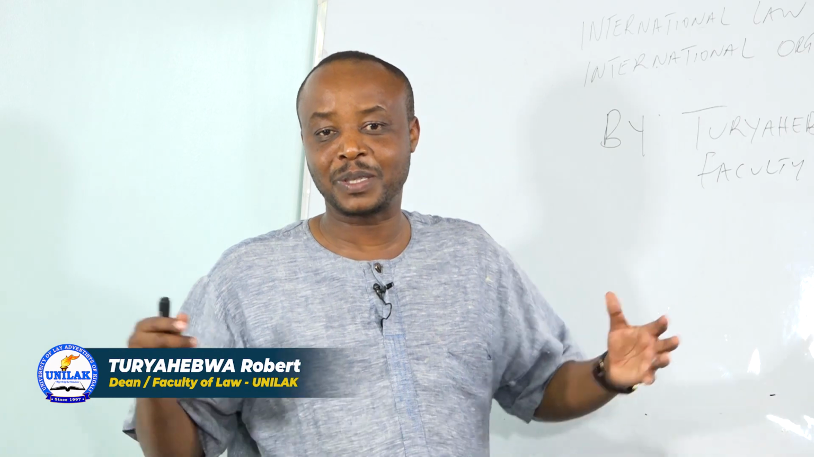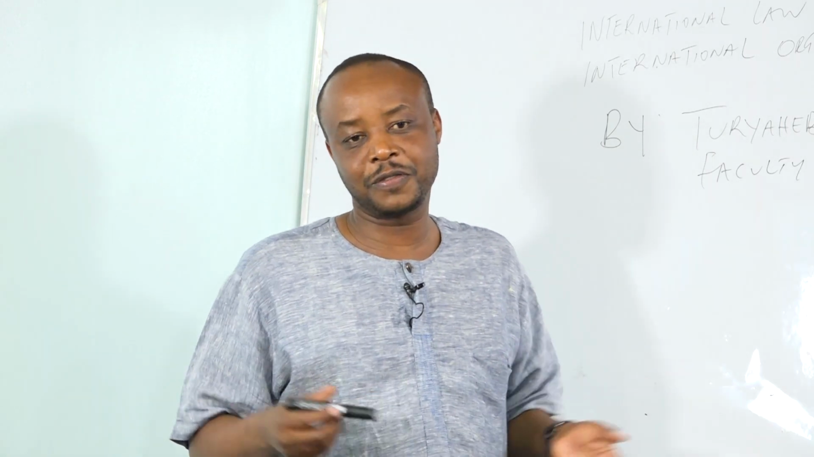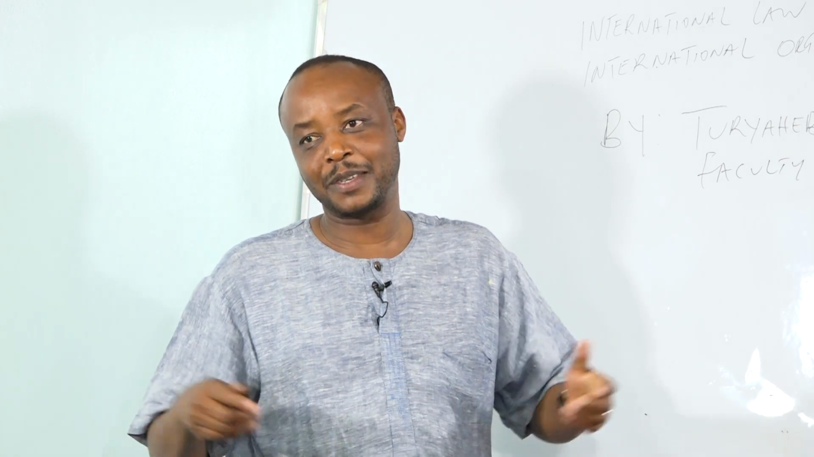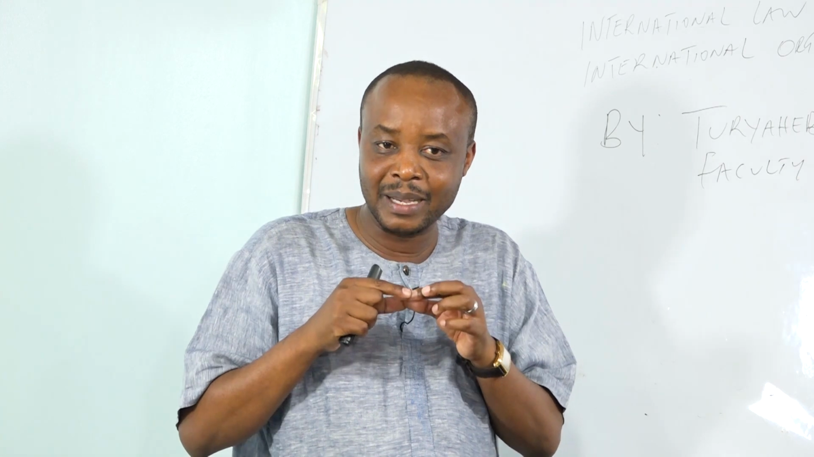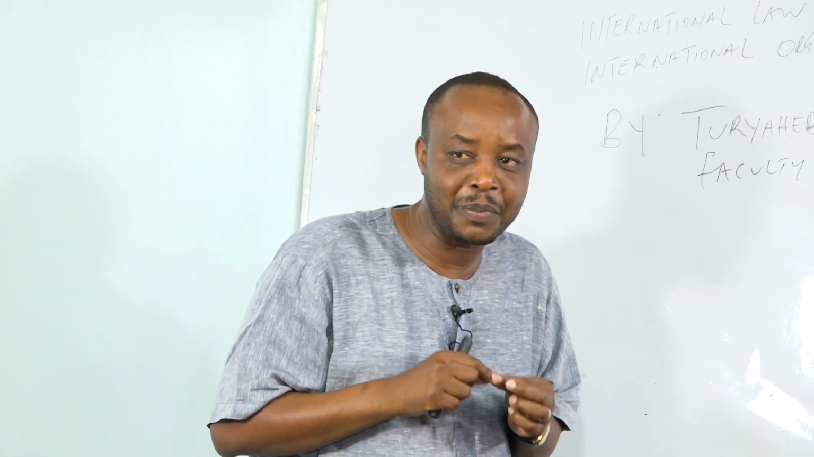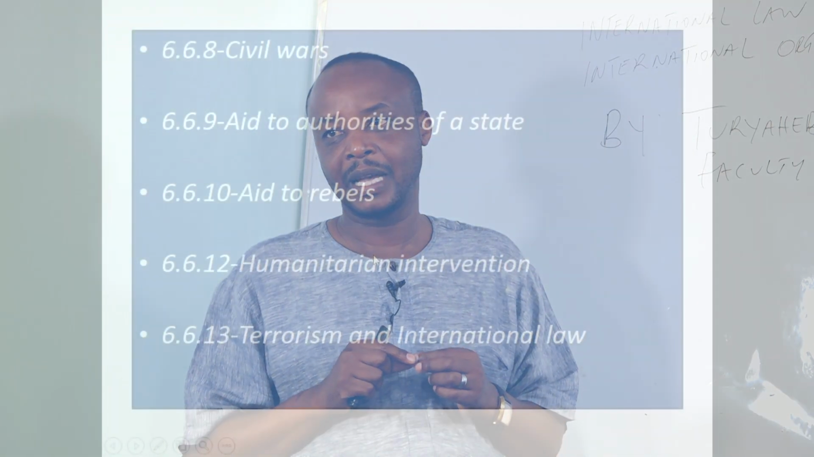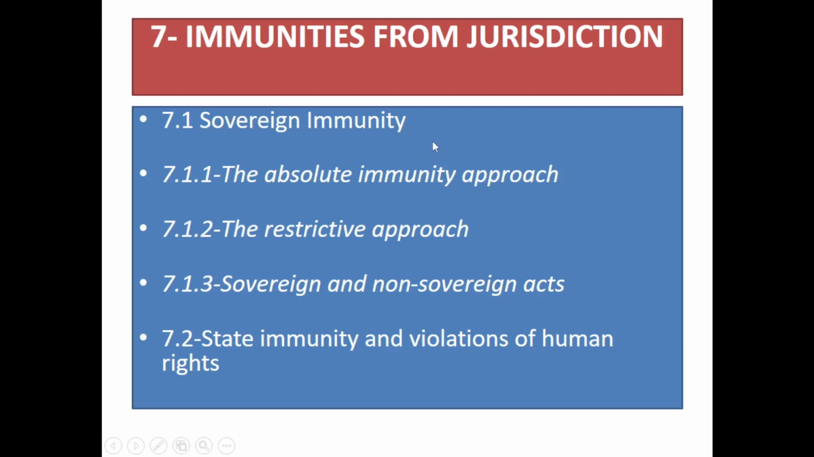This is now the most interesting topic. We have the example of Russia attacking Ukraine. So we shall go with the guidelines of the UN Charter, whether use of force against another state is acceptable or not. And then we have an interesting chapter which is called immunities from jurisdiction.